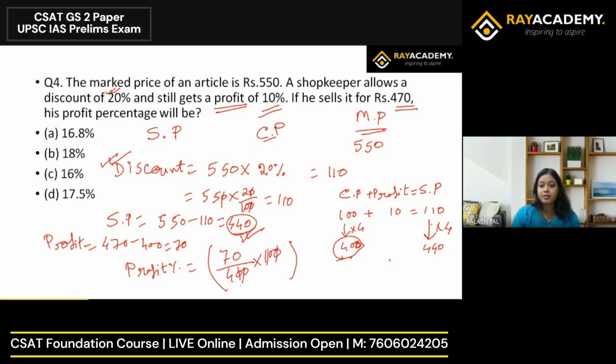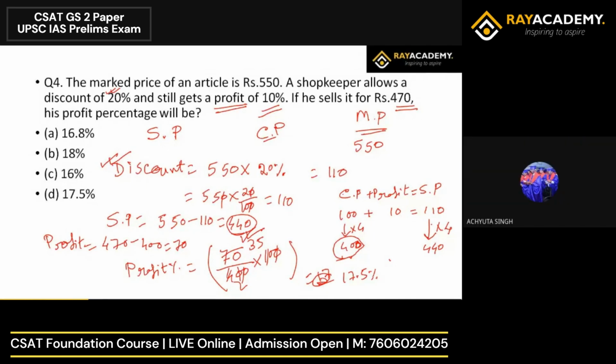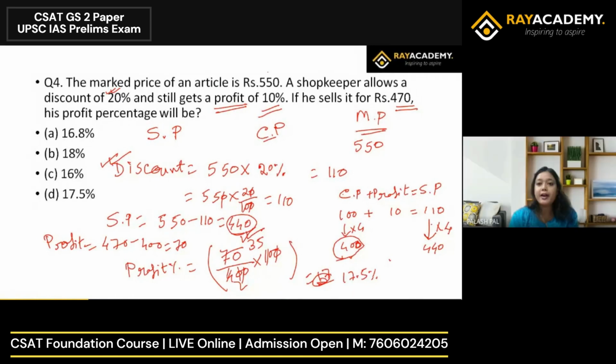The zeros cancel. Now 2 fives are 10, 2 sevens... you will get 17.5%. Clear, everyone? Once again. Marked price is 550.